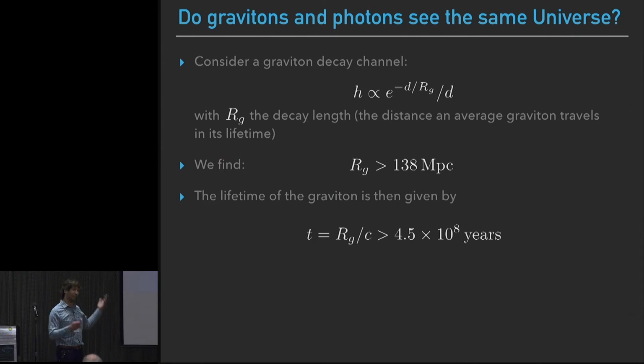I'll just mention, you can also do this thing of imagining that gravitons decay. Lots of particles decay. Maybe gravitons decay, again, it's phenomenological, and you can say the decay length has to be 138 megaparsecs, which is pretty large. These are just basic constraints on gravity. If you have a modified theory, you have to satisfy these just from this one event.